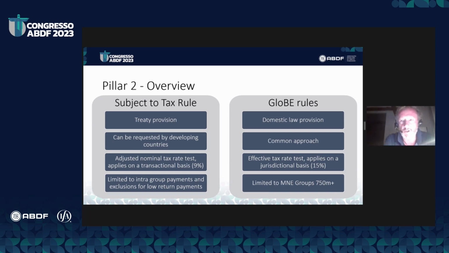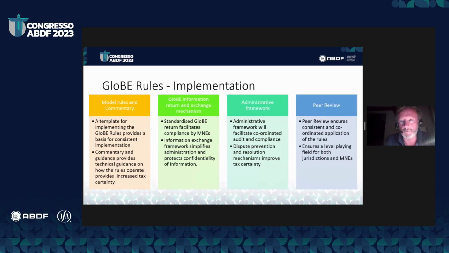Which is just touching on where we are currently in terms of the work that we're doing to support the implementation of these rules. Obviously, we have the model rules themselves, which provide a template for countries that are looking to implement the Globe rules, but provide a common template, so one that is intended to be the basis for each country's introduction of these rules. And I believe, as Miranda may be touching on later, there are a number of different ways in which countries have gone about deciding to apply and bring these rules into effect.